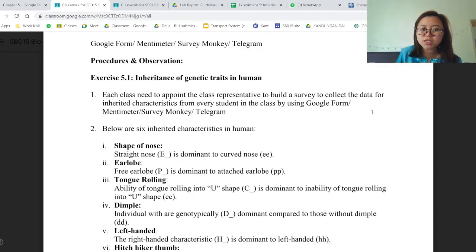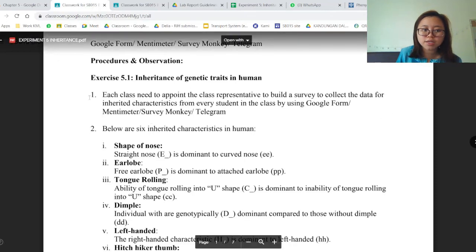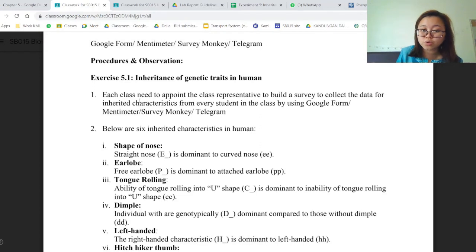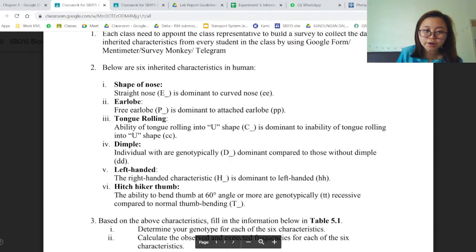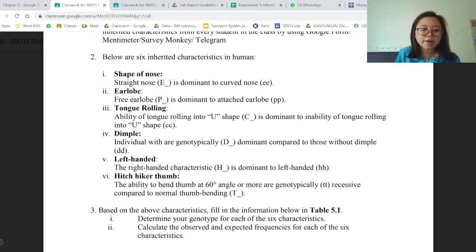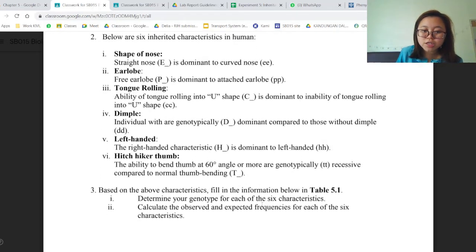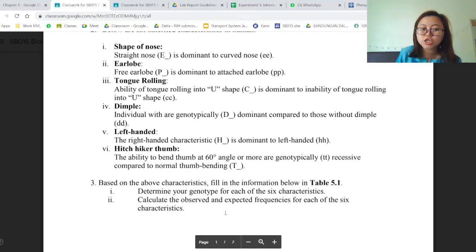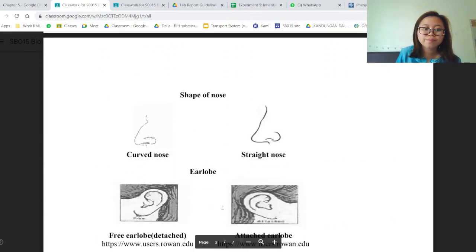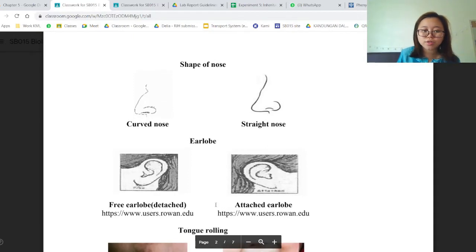Step pertama, class need to appoint class representative to build a survey. Ini tidak perlu sebab saya sudah buat survey itu, tinggal kamu isi. And then number 2, you need to look at these characteristics. And then number 3, based on the above characteristics, you need to fill your information in the table, determine your genotype, and calculate the observed and expected frequencies for each of the 6 characteristics. Mari kita tengok satu-satu characteristics.